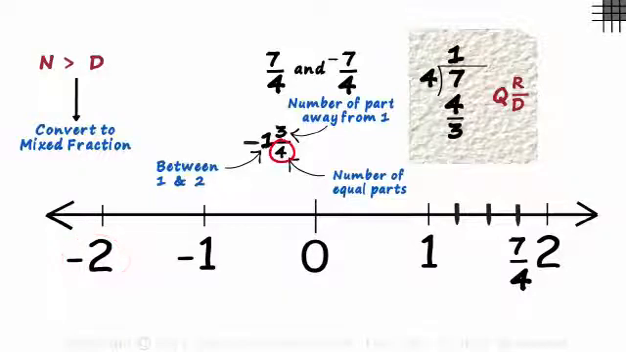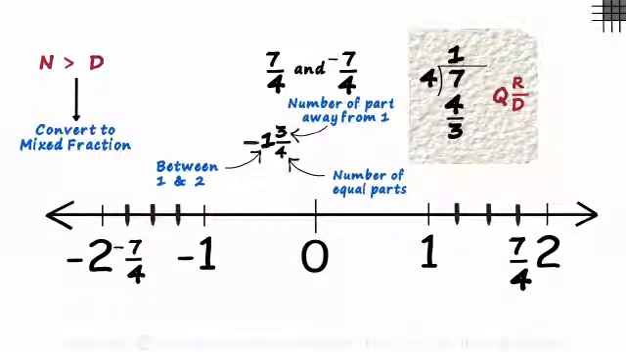The denominator tells us the number of equal parts this length is divided into. So we divide it into 4 equal parts by marking 3 lines. The number 3 tells us the number of parts from the number minus 1. So leaving 3 parts from minus 1, we mark minus 7 by 4 here.